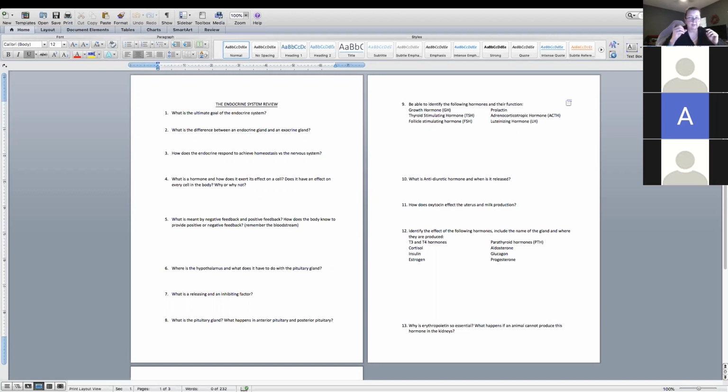And then what is the difference between an endocrine and an exocrine gland? An endocrine gland does not possess a duct and it secretes in the bloodstream. If it's an exocrine gland, it has a duct. And what they have in common is they secrete on an epithelial surface. Their secretions have to be deposited on the surface of something.